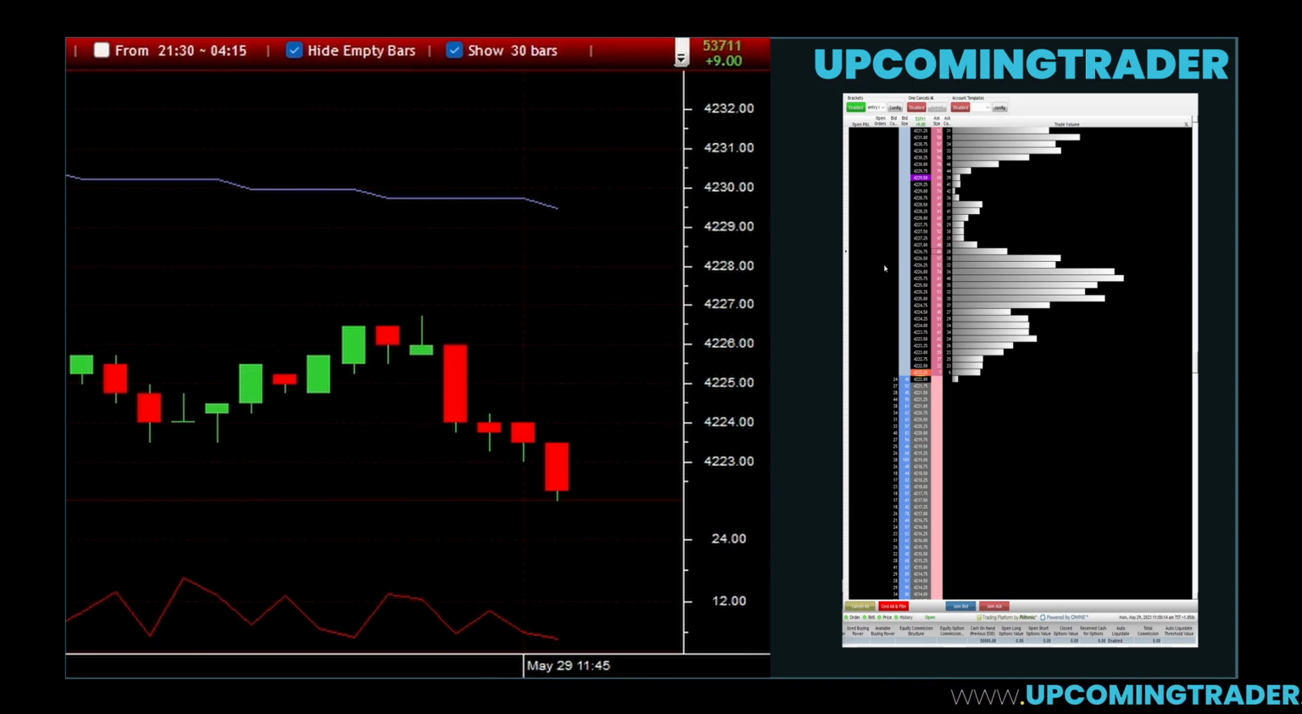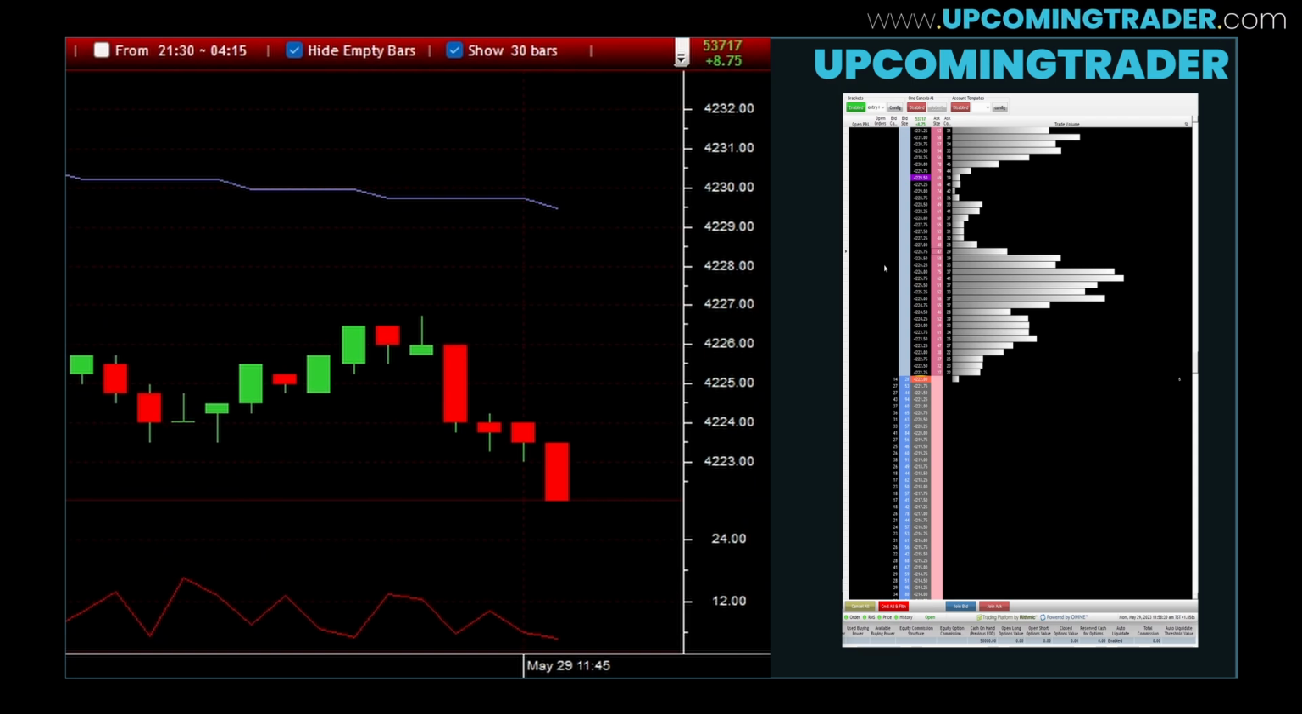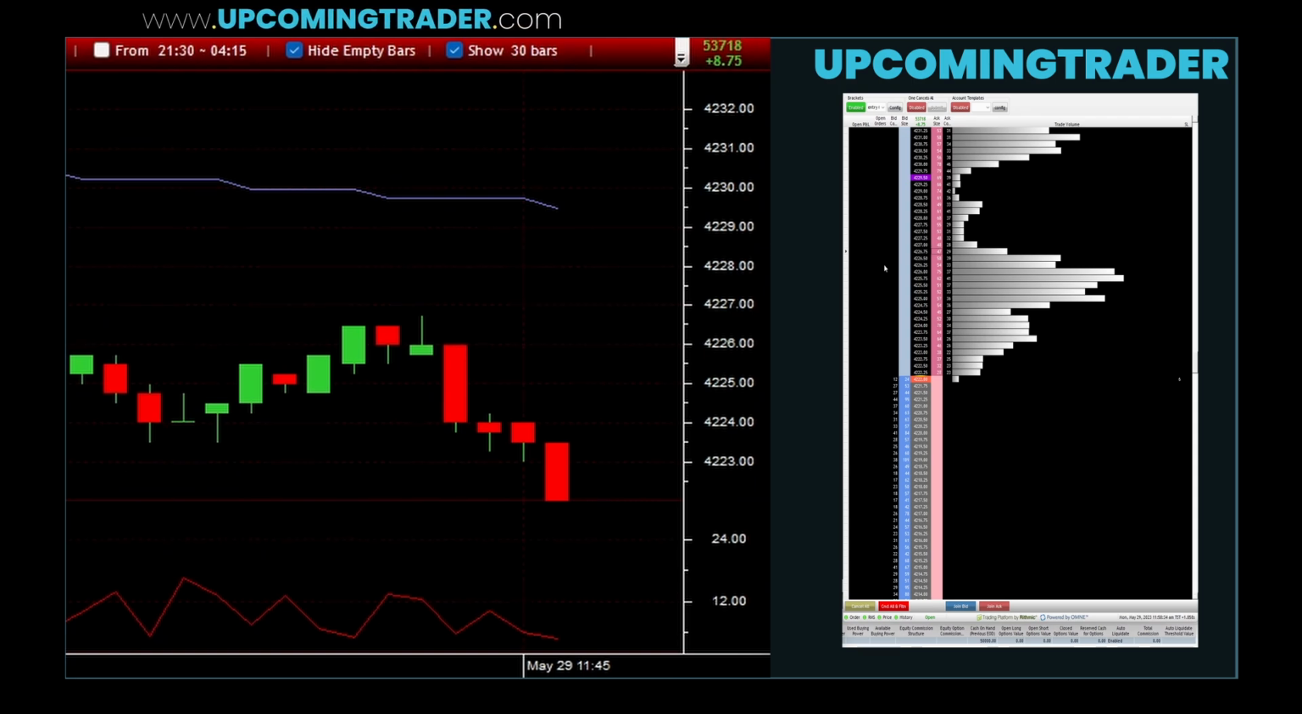The hammer is a bullish reversal pattern that forms after a downtrend, characterized by a small body with a long lower wick, showing that buyers stepped in after sellers pushed the price down. The shooting star, on the other hand, is a bearish reversal pattern that forms after an uptrend with a small body and a long upper wick, indicating that sellers pushed back strongly after buyers initially drove the price higher.